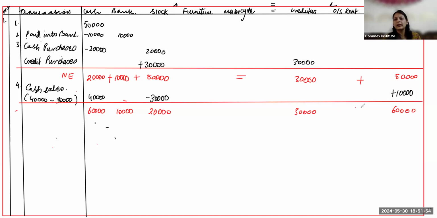So on the right hand side, I've got 90,000. The left hand side, I've got 90,000. Yes. So this is my new equation. Moving on to the next transaction, fifth one, rent paid.